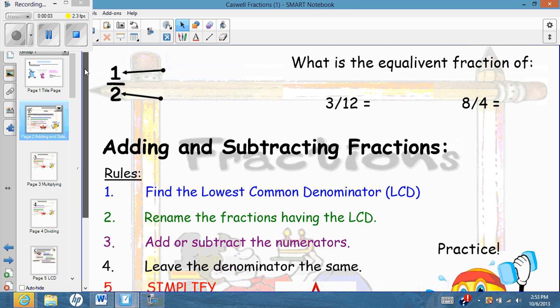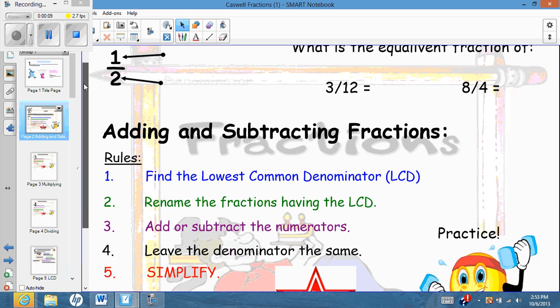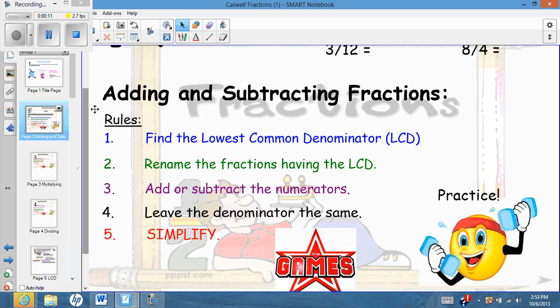Guys, we're going to work on adding and subtracting fractions, multiplying, dividing. We're just going to review some things that you already learned. Remember the rules for adding and subtracting fractions. You need to find the lowest common denominator, rename the fractions having the LCD, add or subtract only the numerators, leave the denominator, and then simplify.